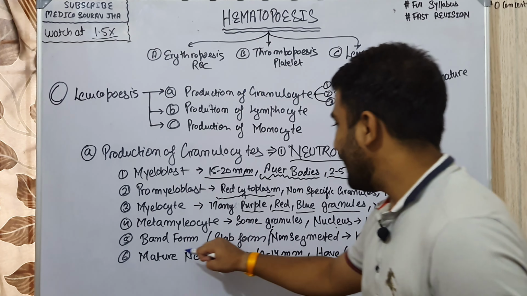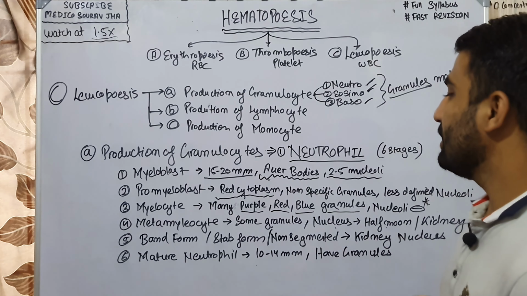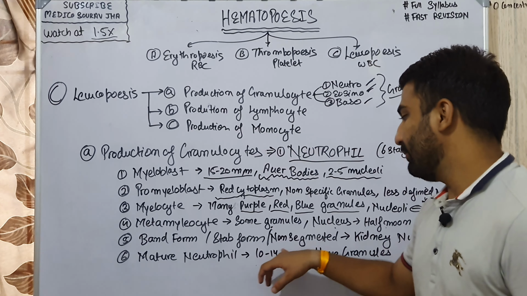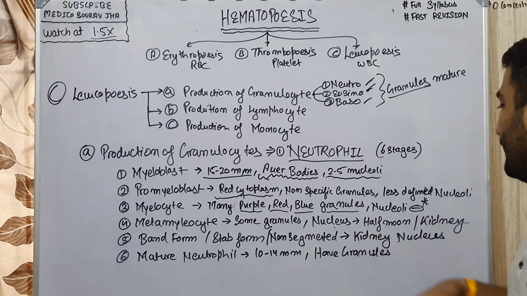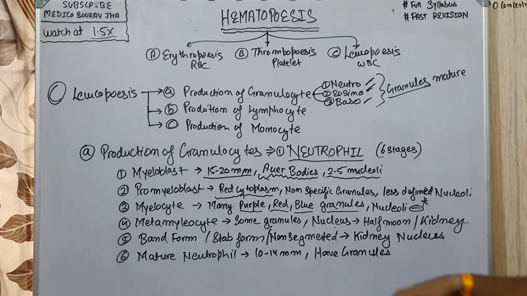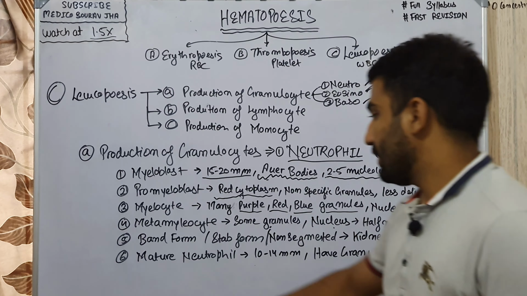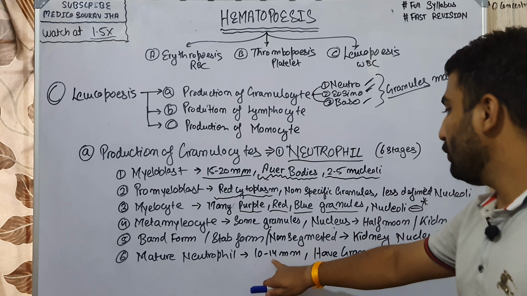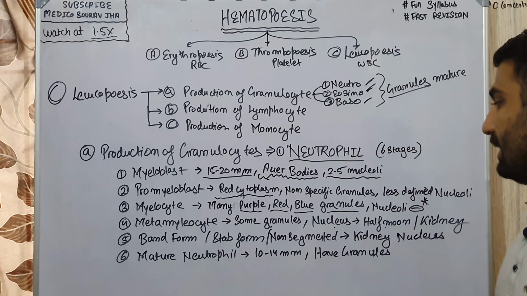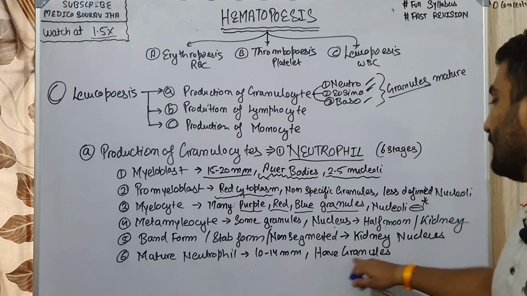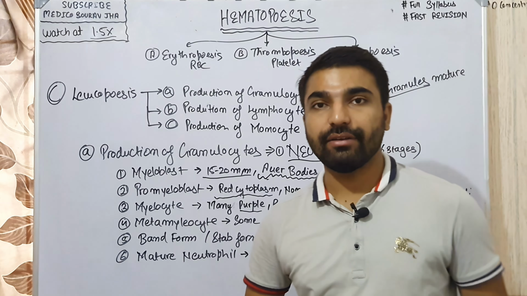Okay, so band form is also called stab form and non-segmented form. It has a kidney shaped nucleus. Mature neutrophils are 10 to 14 millimeter in size and have granules.